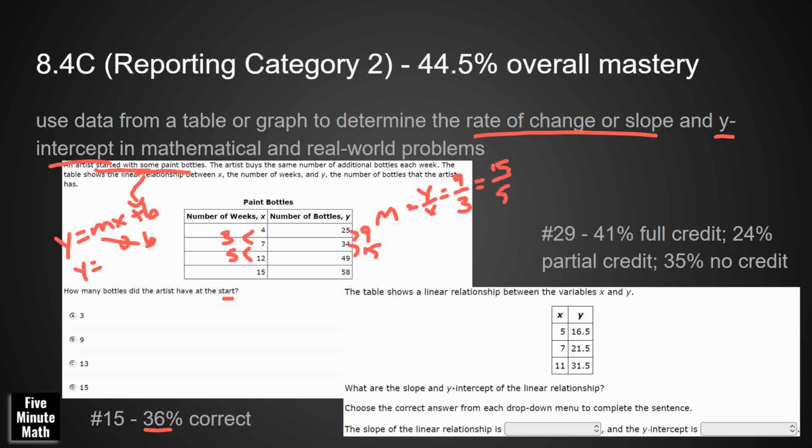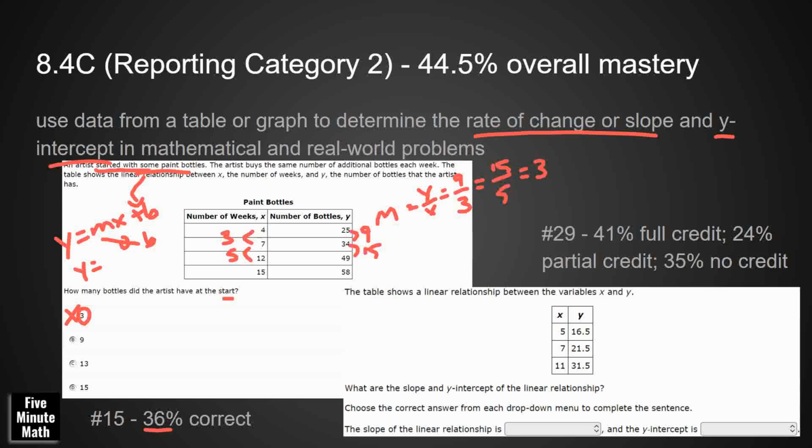9 over 3, 15 over 5. Obviously, they all work out to the same slope, so that's 3. Now, 3 is an answer choice, but it is not the correct answer. I want to know how many bottles the artist had to start with.